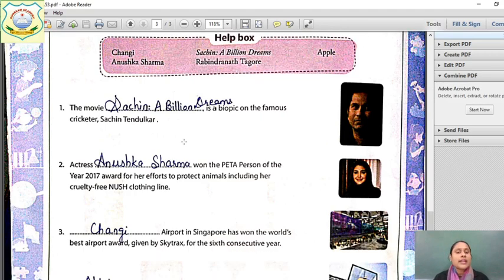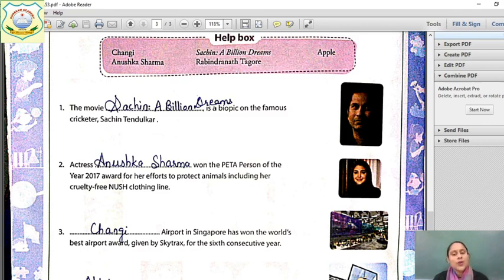Okay, now children, let's see the next question. In the next question, it is given: actress Dash won the PETA Person of the Year 2017 award for her efforts to protect animals, including her cruelty-free clothing line. Now, children, which actress was given this award for protecting animals? It was Anushka Sharma. Here in the picture, you can see this is a picture of Anushka Sharma.